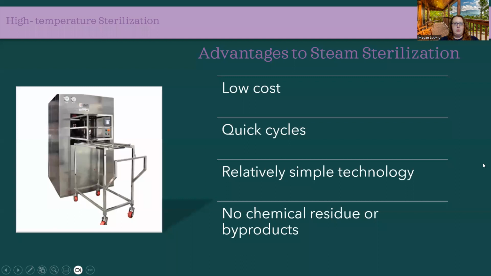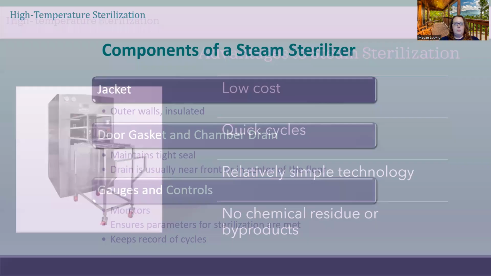So here are some advantages to the steam sterilizer because this is one of the most frequently used, right? The high temperature. So it is low cost and it's quicker than some of these other cycles that may take hours to run. Pretty simple technology, and because it's just steam and pressure and time, those are the components. There are no chemicals that may be harmful to the sterile processing tech, or may leave a chemical residue that could maybe potentially be cancerous. So you don't have to worry about that with steam, which is nice.